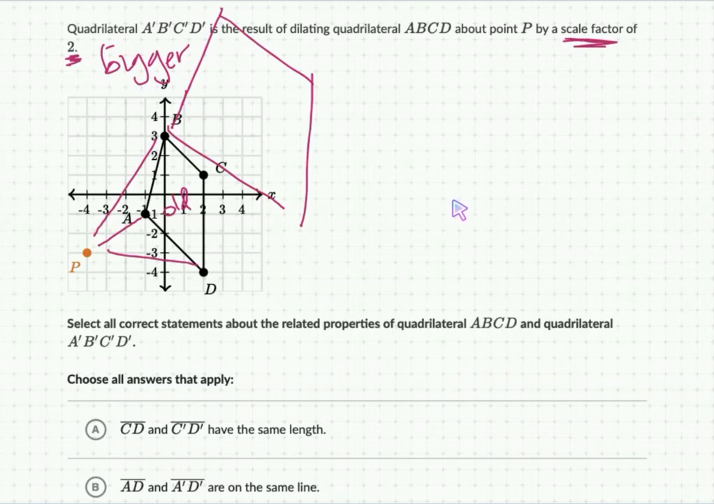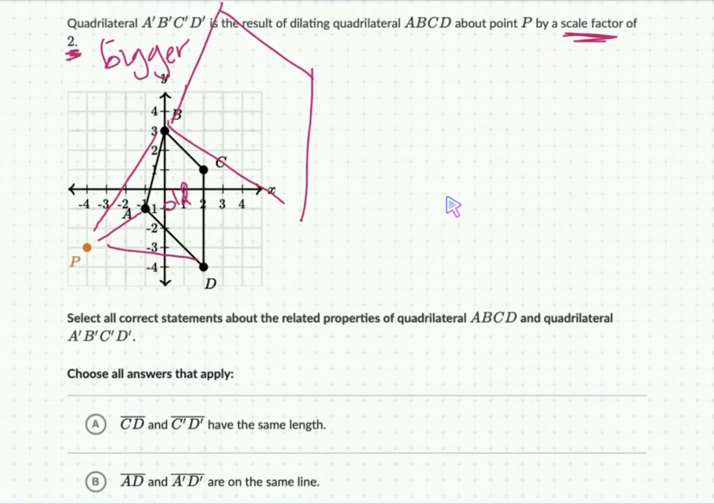Okay, select all the correct statements. Let's see. Let's go ahead and, this was our sketch. So this is B prime, this is C prime. It's just a sketch, so it's not exactly accurate. And A prime. CD, that length, and C prime, D prime have the same length. True or false? Yeah, that's going to be a false because this one got bigger, so they're not going to have the same length.